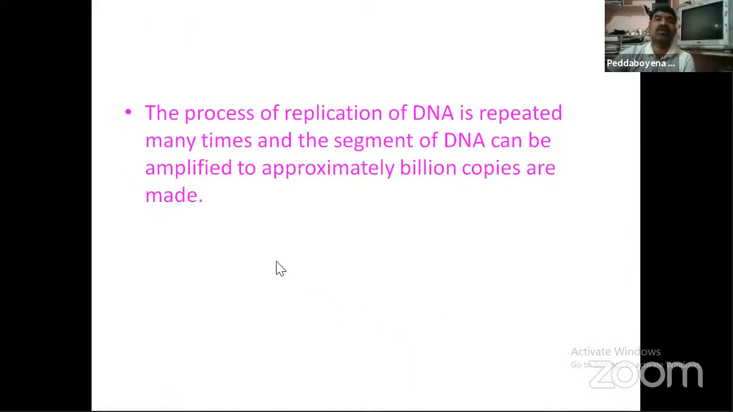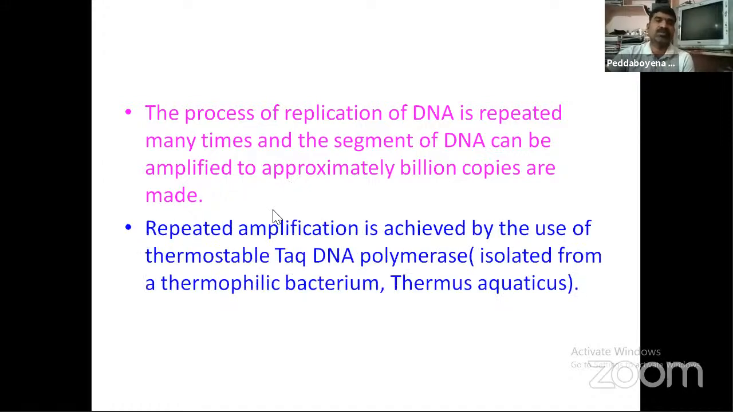Next, the process of replication of DNA is repeated many times, and the segment or fragments of DNA can be amplified until approximately billions of copies are made. So billions, trillions of copies are made. The repeated amplification is achieved by the use of thermostable Taq DNA polymerase. So this is very important, Taq DNA polymerase. It is isolated from the thermophilic bacterium Thermus aquaticus.